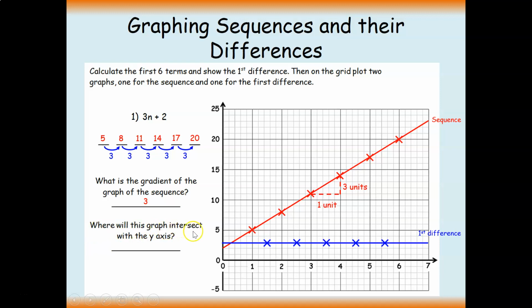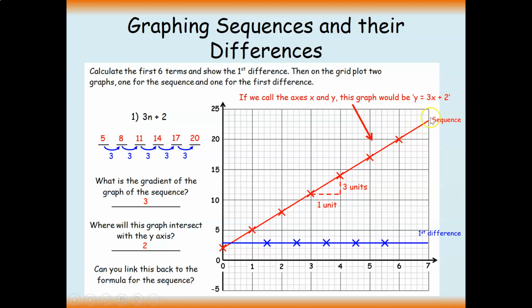Where will this graph intersect with the y-axis? 2. Can you link this back to the formula for the sequence? If we call the axes x and y, this graph would be y equals 3x plus 2. Instead of writing n, we write x, and we equate it to y. And this line is y equals 3.